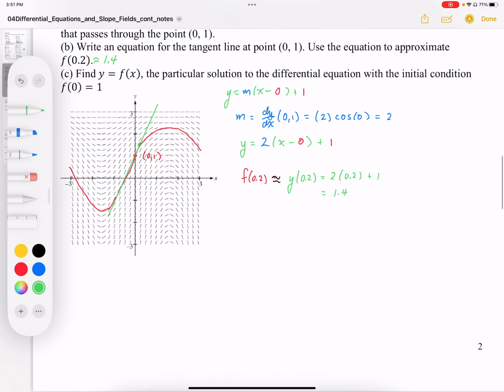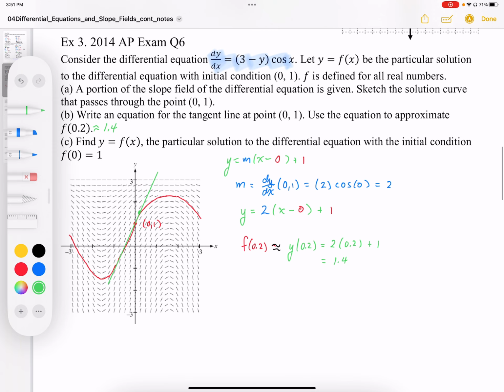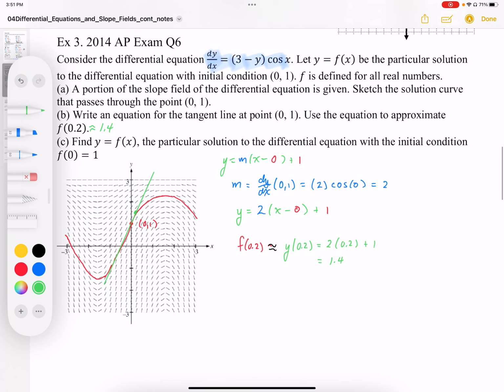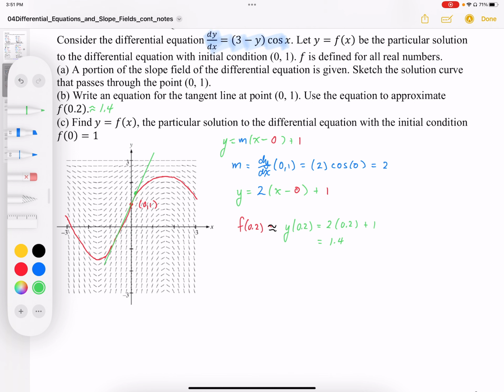So part C says find the particular solution that passes through (0, 1). So basically what we're being asked to do is solve the differential equation. To solve this differential equation, we're going to separate the variables. So this is part C.